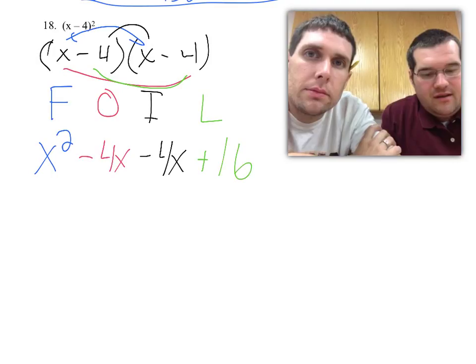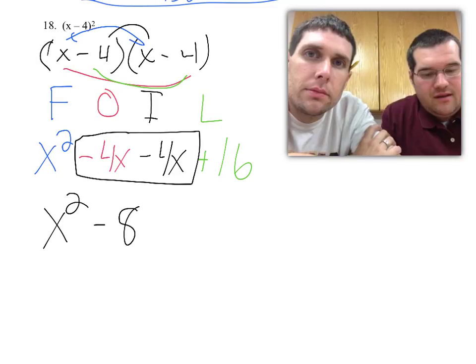All right, still not done. As you can see, we have two terms that we can combine. We have a negative 4x and a negative 4x that we can combine. So I'm going to bring down my x squared. A negative 4x and a negative 4x is negative 8x, because I'm going to add it up and keep the sign, and then just bring down my plus 16.